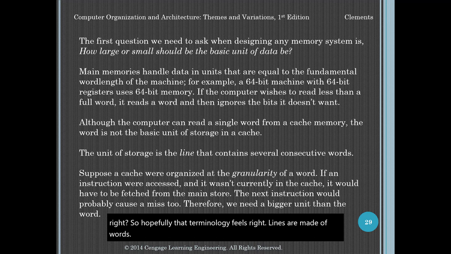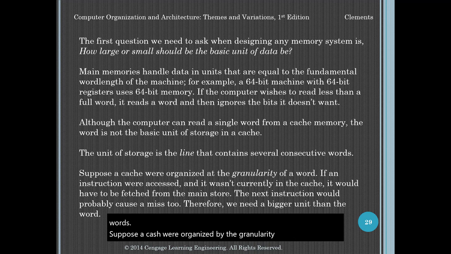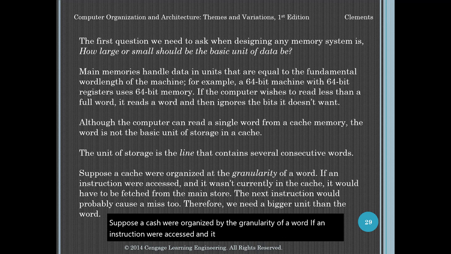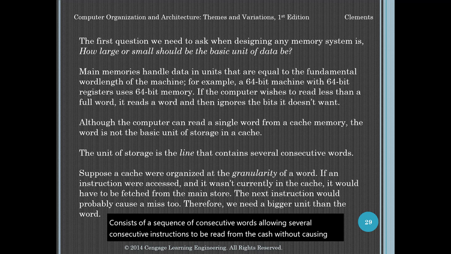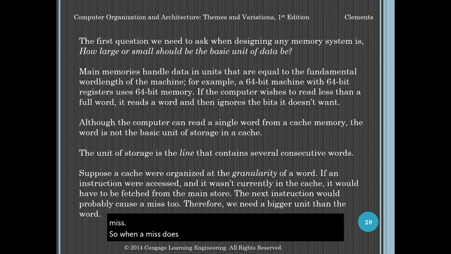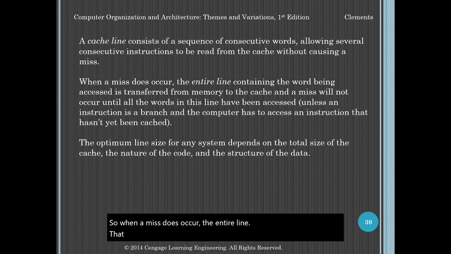Suppose a cache were organized by the granularity of a word. If an instruction were accessed and it wasn't currently in the cache, it would have to be fetched from the main store. However, the next instruction would probably be a miss too. So we need a bigger unit than a word, because most likely we're pulling in more data than that. A cache line consists of a sequence of consecutive words, allowing several consecutive instructions to be read from the cache without causing a miss. When a miss does occur, the entire line that contains the word being accessed is transferred from memory to the cache. The optimum line size for any system depends on the total size of the cache, the nature of the code, and the instructions and the data; all of it is taken into account.